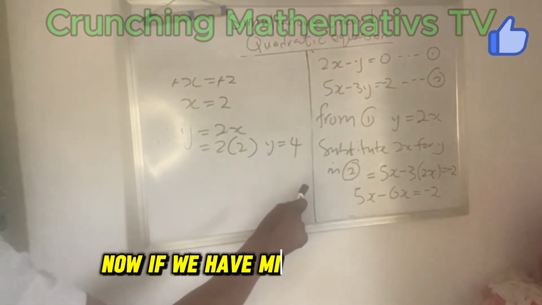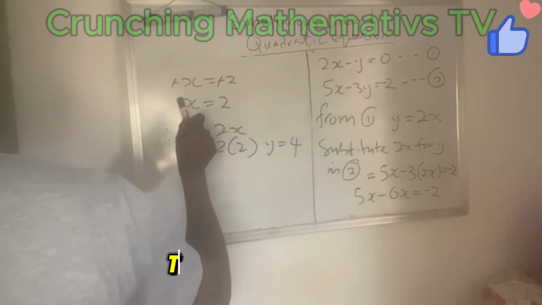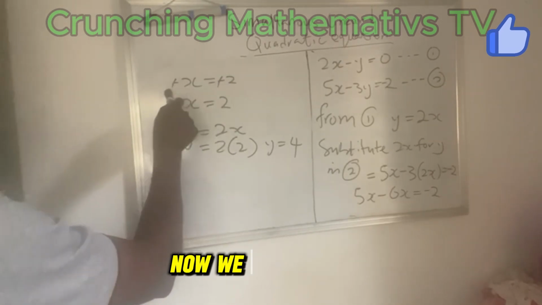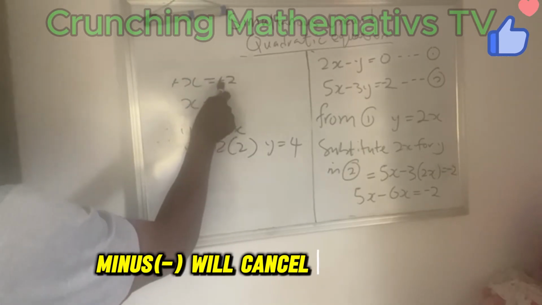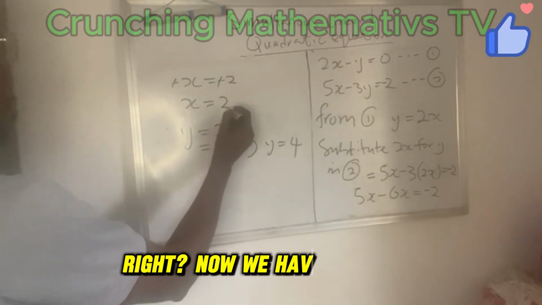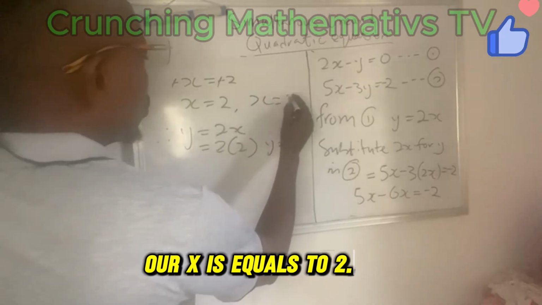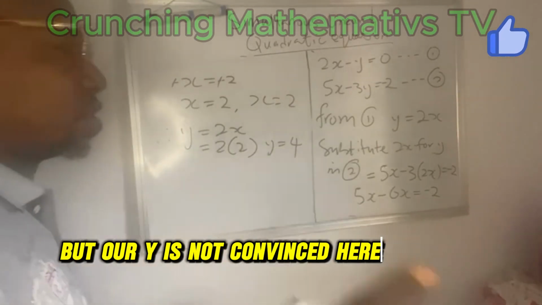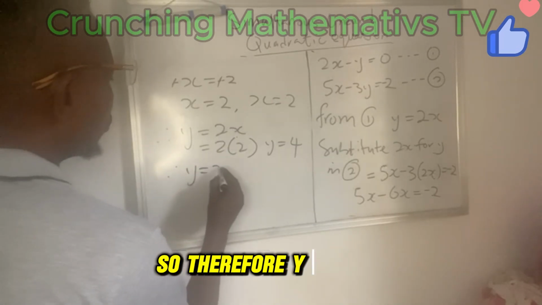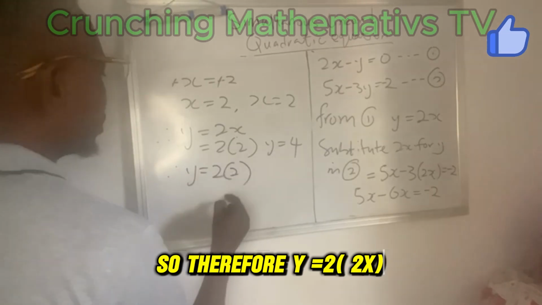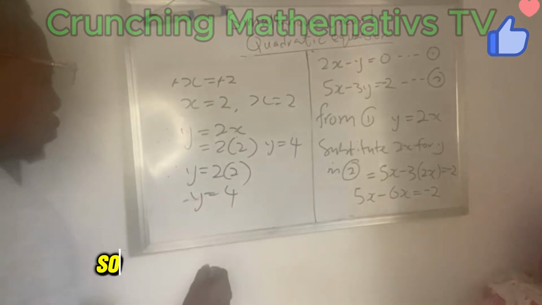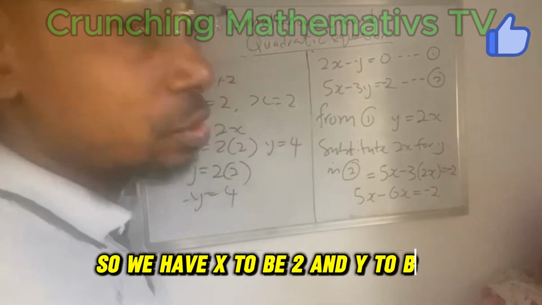Now if we have 5x minus 6x equals minus 2, then we have minus x equals minus 2. Minus will cancel out minus. So we now have x is equal to 2, right? Now we have x to be 2. But our y is not found yet, because we have y is equal to 2x. So therefore, y is equal to 2 times 2. Y is equal to what? 4. So we have x to be 2 and y to be 4.